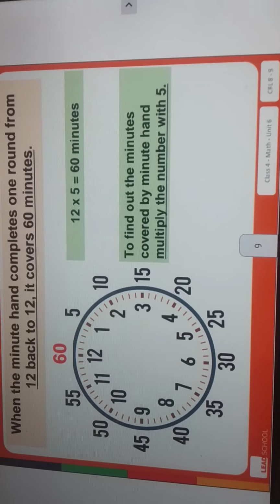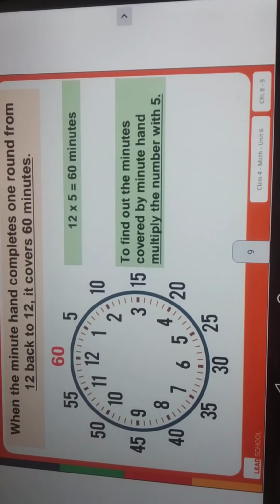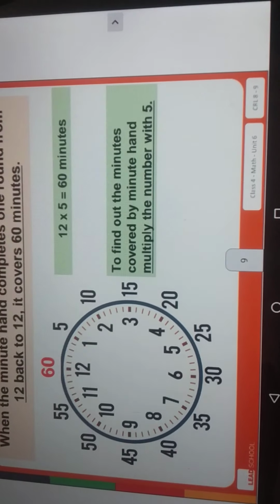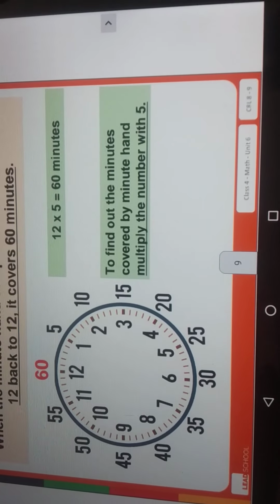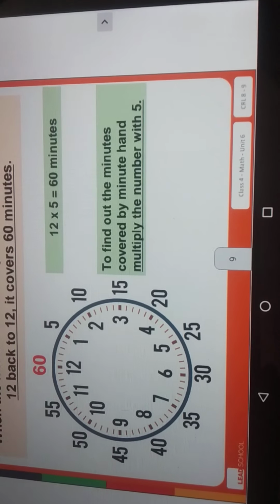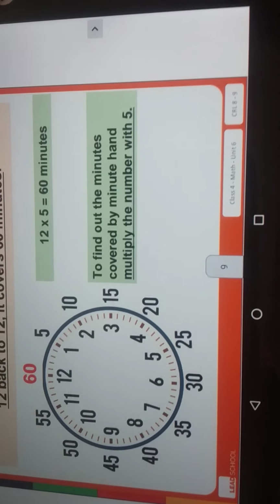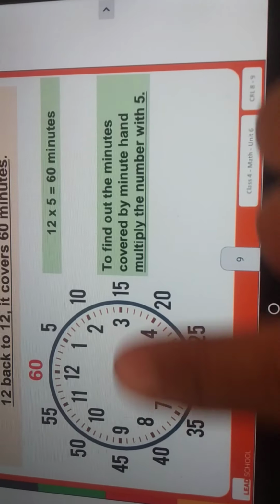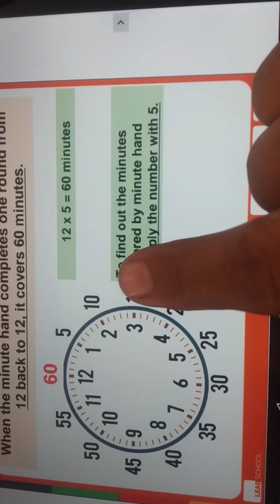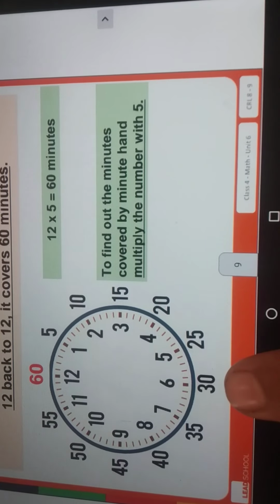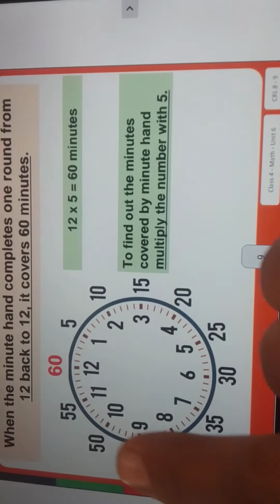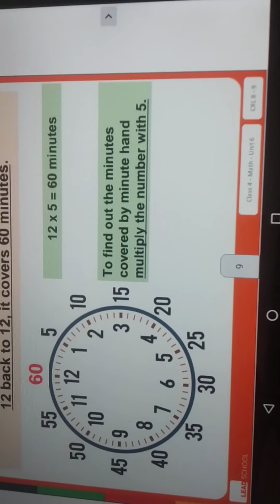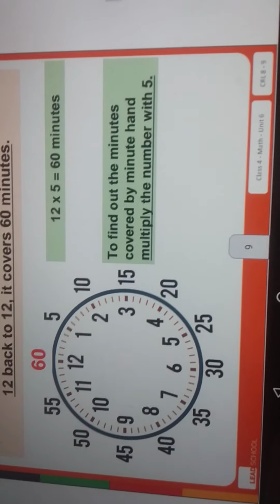At that time, one round from the 12 to 12 covers 60 minutes. How many minutes are covered? 60 minutes. To find out the minutes covered by the minutes hand, multiply the number with 5. So what will we get? Here 5, 10, 15, 20, 25, 30, 35, 40, 45, 50, 55 and 60. Okay. So what do we have to do here?